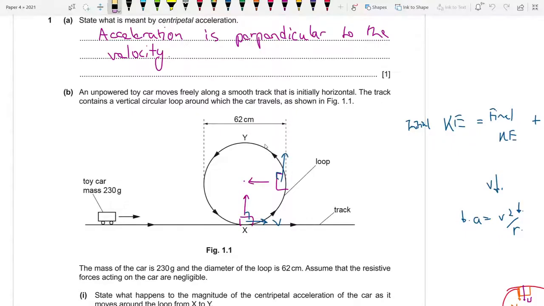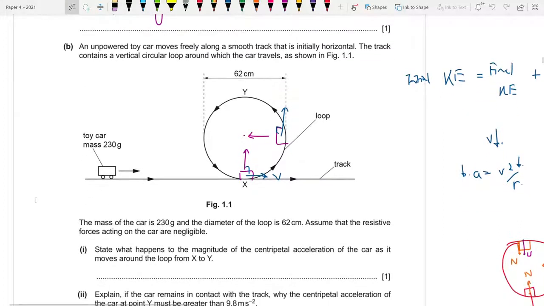Now let's try to understand B1. An unpowered toy car moves freely along a smooth track that is initially horizontal. The track contains a vertical circular loop around which the car travels, as shown in figure 1.1. So the mass of the car is 230 grams and the diameter of the loop is 62 centimeters. Assume that the resistive forces acting on the car are negligible. So no work is done against resistance.